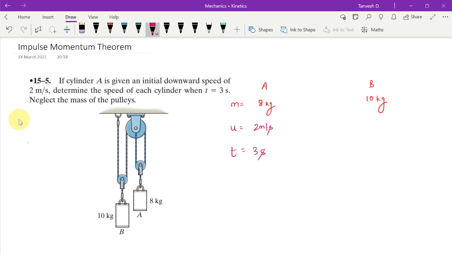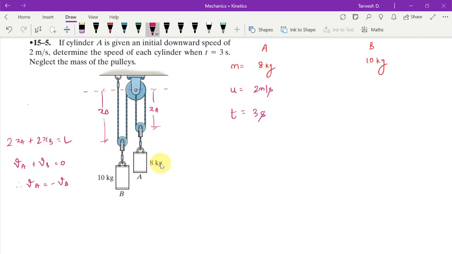So okay, let us take this datum and let us write their displacement equations. If I take this distance as x_A and this distance as x_B, what I will get is 2x_A plus 2x_B is equal to L. If I differentiate this, I will get V_A plus V_B equals 0. So V_A equals minus V_B. What I understand from this is that if A is going down, B will go up, right?